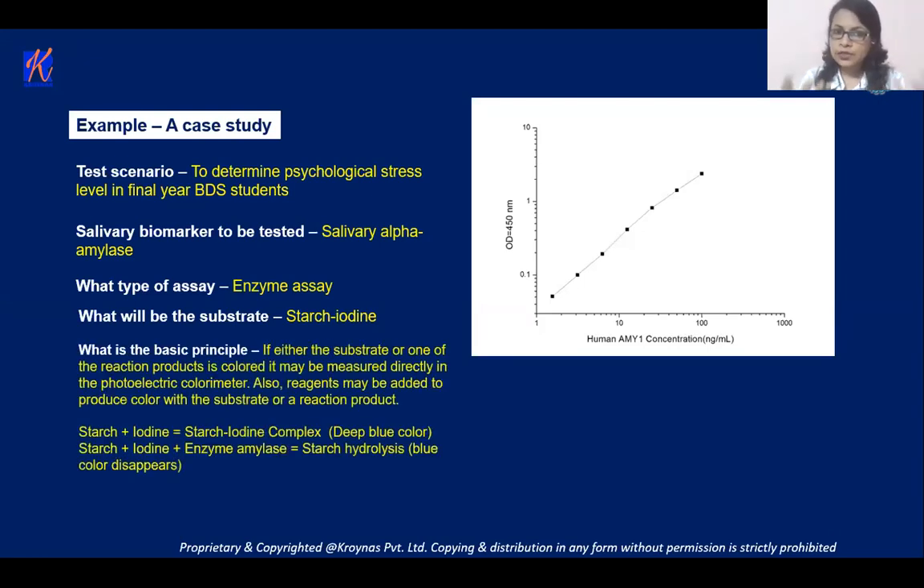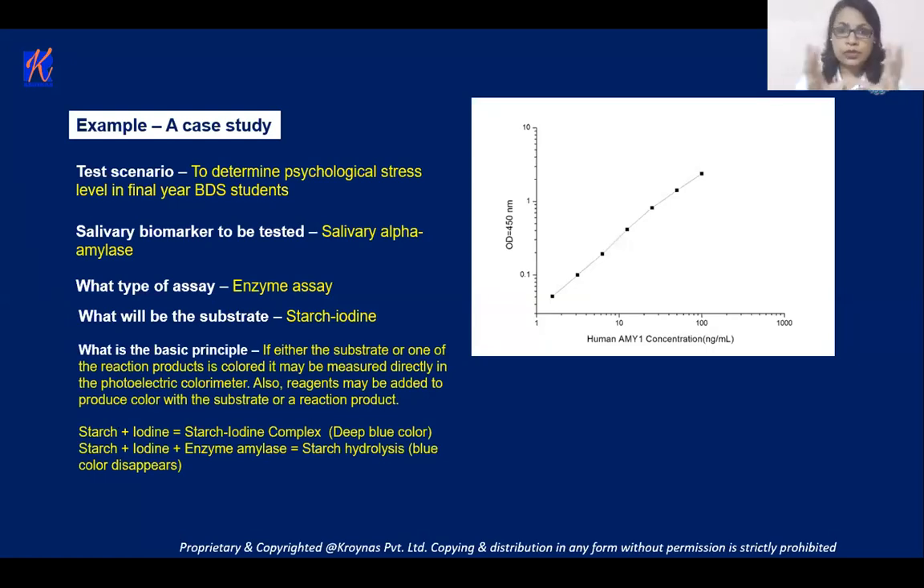What would be the basic principle? The basic principle of this technique is that either the substrate or one of the reaction products can be colored, because that is what we are trying to measure. So we can measure the intensity of color. I mean, whether the color intensity is increasing, or we can even measure the disappearance of the color. A very simple principle is that when I add iodine to starch, we have all done this experiment, I think in biology in class 12.